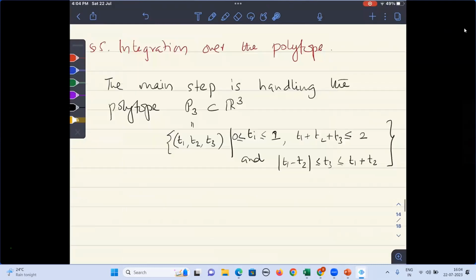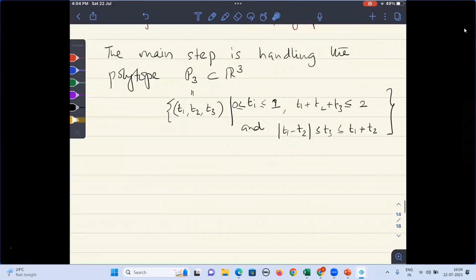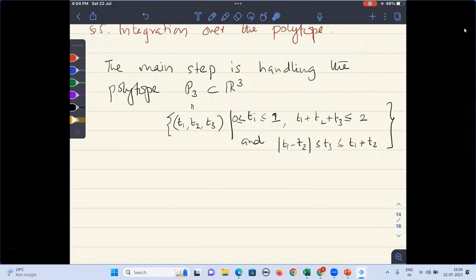Now I have 10 minutes. So the next step is to handle the polytope to understand it. I'm now going to abandon the general polytope and spend the rest of the lecture just trying to understand the simplest polytope, which is this 3-dimensional polytope, P3, which I will soon begin to just call P. You shouldn't confuse that with the general n-dimensional polytope. So this consists of points in R^3 satisfying these conditions.